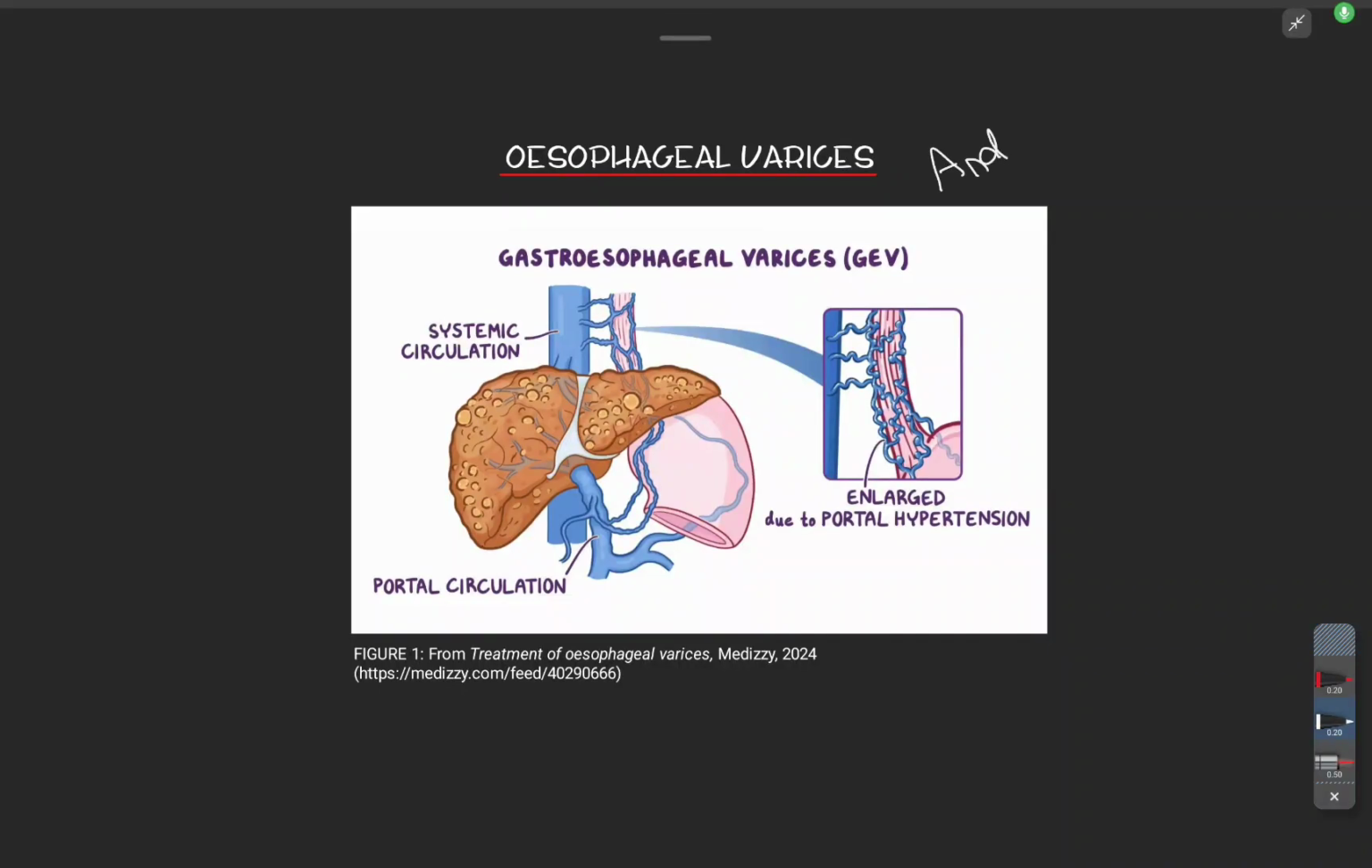My name is Andy, and today we are going to talk about a critical medical emergency, esophageal varices. This is a condition that, while silent in its early stages, can present with life-threatening hemorrhage, and it has the potential to be fatal with a mortality rate of 15 to 30%.